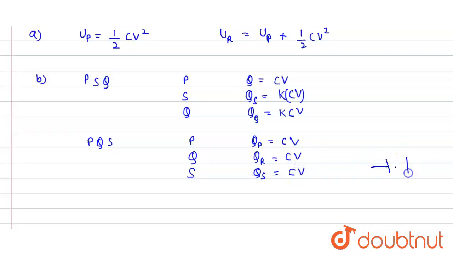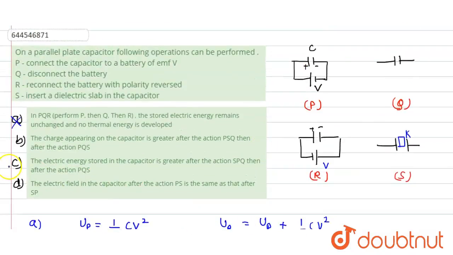Now what will happen? We just write here. If we insert a dielectric when the battery remains disconnected, the charge would be constant. We should remember this. Charge would be constant, but our potential decreases, but charge would remain constant if the battery is disconnected. That means B is correct, because the dielectric constant K would be greater than 1.